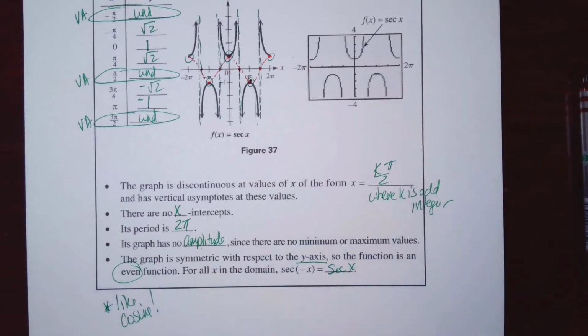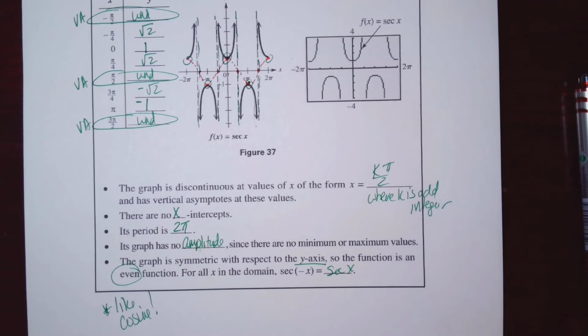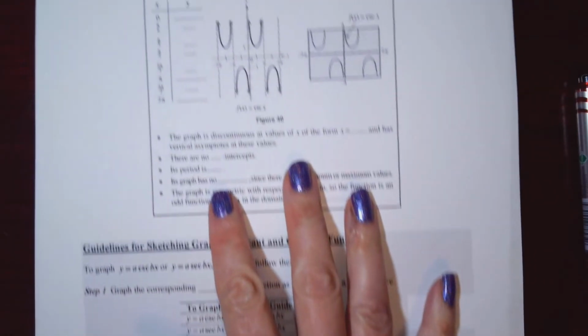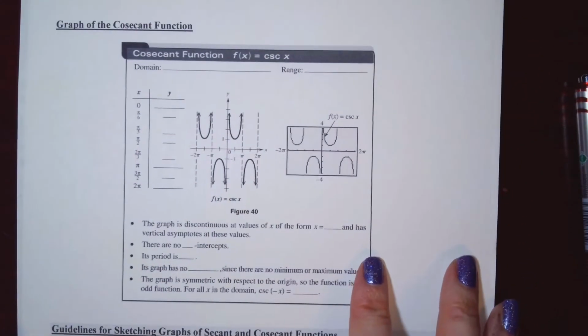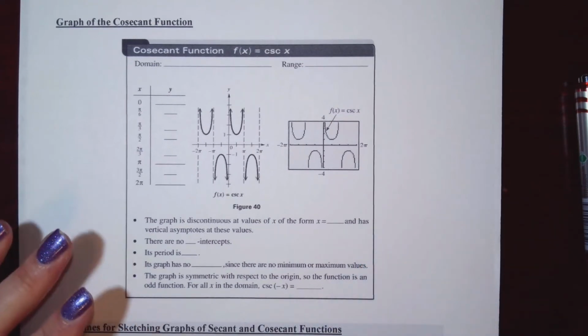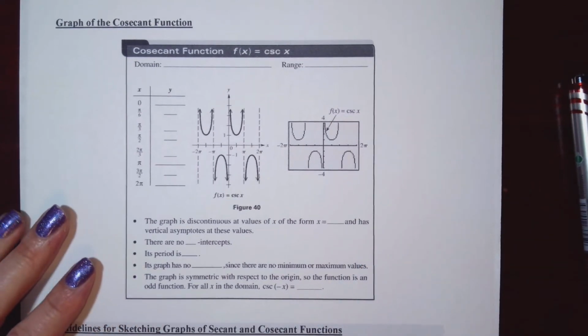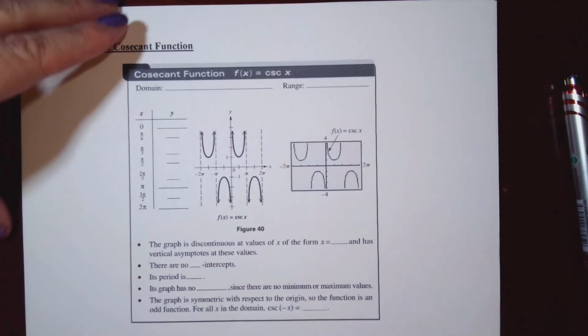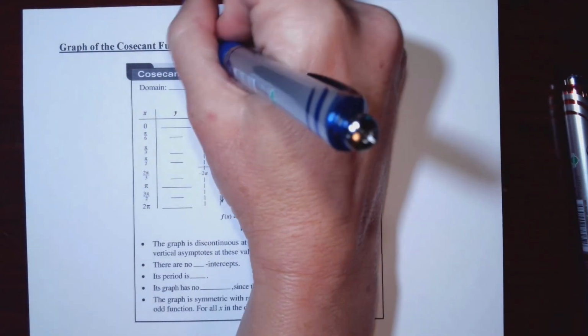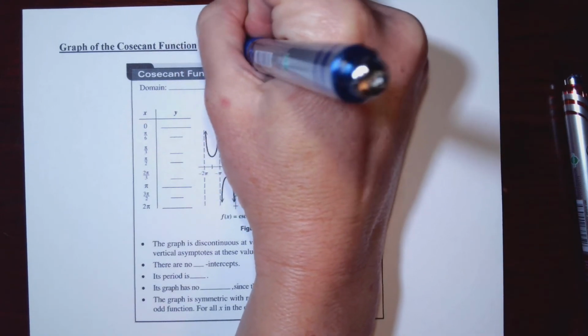Okay, cosecant, my reciprocal of sine, works exactly the same way. You're not really graphing cosecant as much as you are graphing sine and then turning it into cosecant, because cosecant is the reciprocal of the sine function.